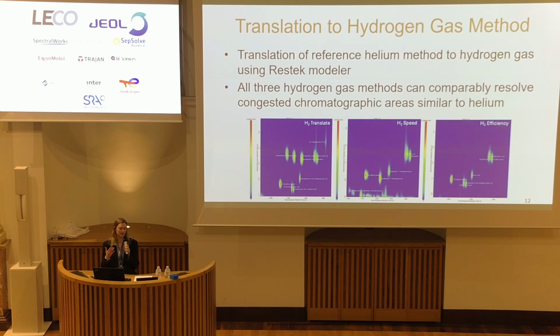The first was a hydrogen translate, which was like a 1-to-1 ratio. There was also a hydrogen speed option, which is the fastest chromatographic runtime, and then a hydrogen efficiency option, which optimized for resolution. And very positively, all of the hydrogen gas methods could resolve compounds very similarly compared to the original helium method.